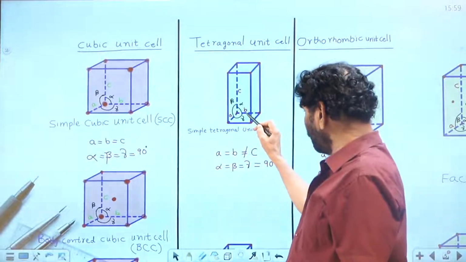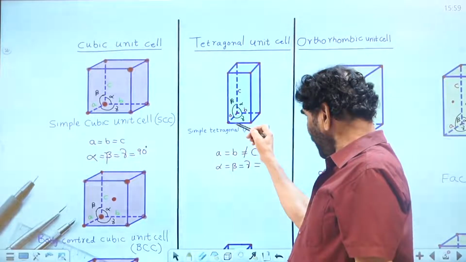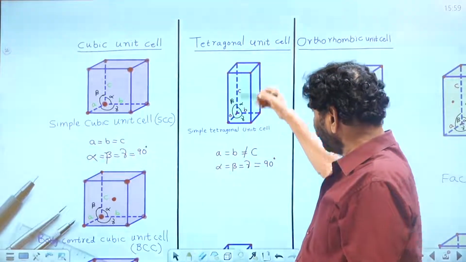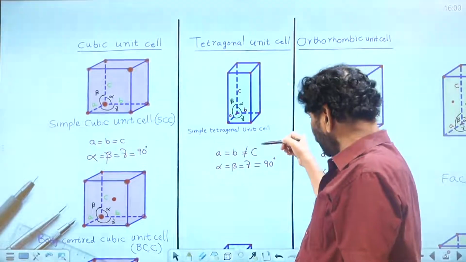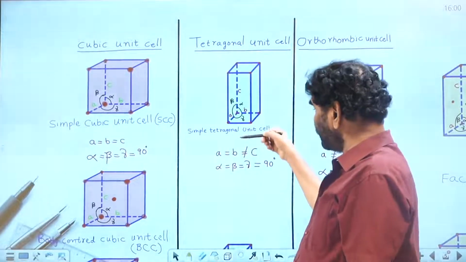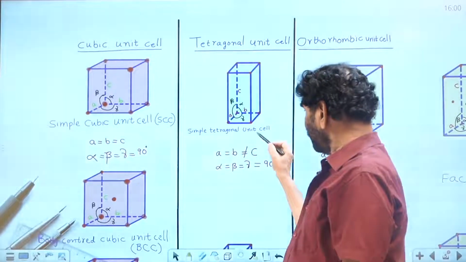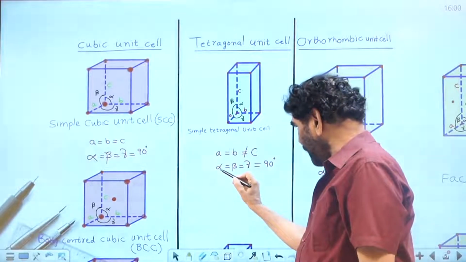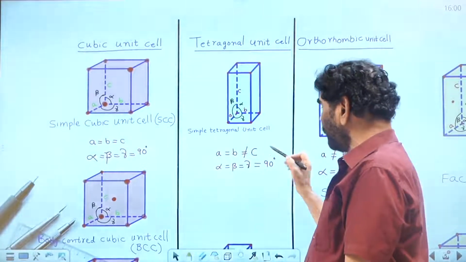A is equal to B. The bottom two are the same, that is, the length and breadth are the same, but the height is different. A is equal to B, but C is not equal to the other two; one edge length is not equal to the other two. Two are the same. So these are the cell parameters, the edge lengths. What about the angles? Alpha is equal to beta is equal to gamma is equal to 90 degrees.